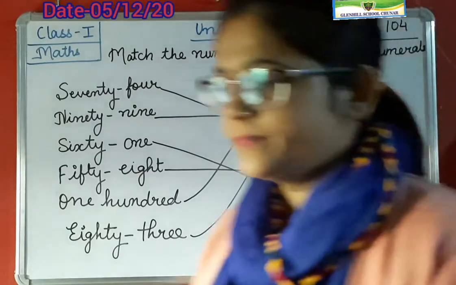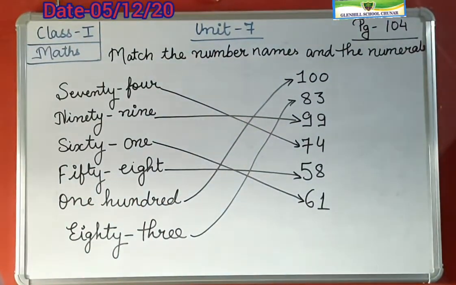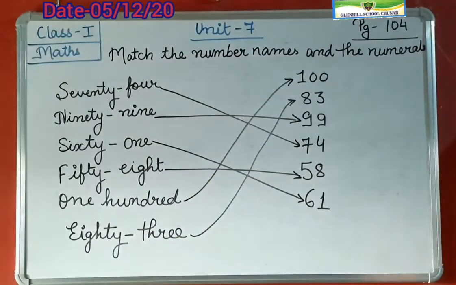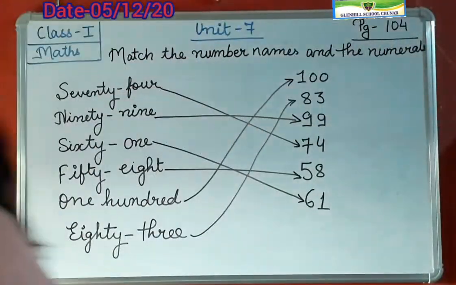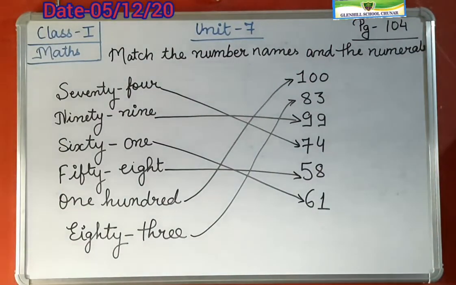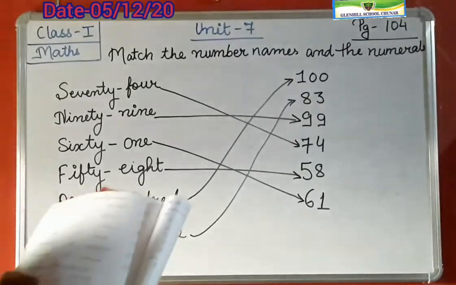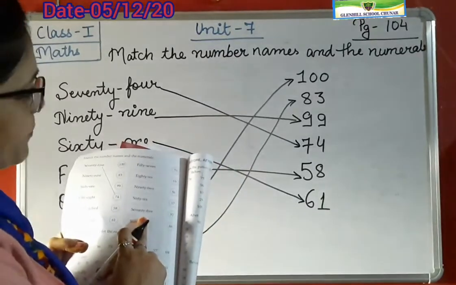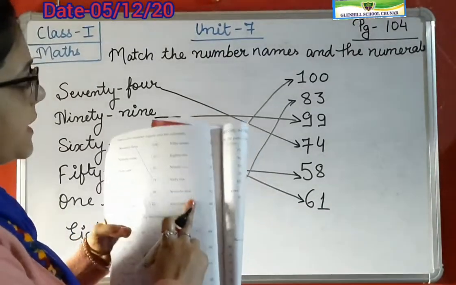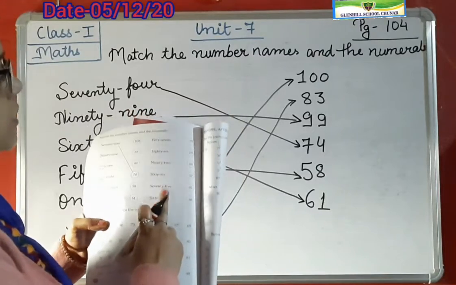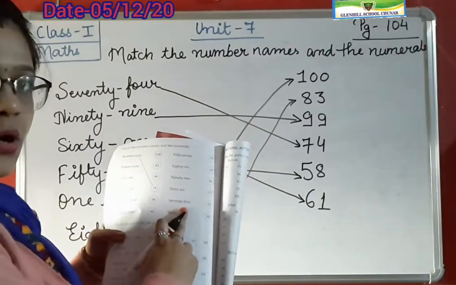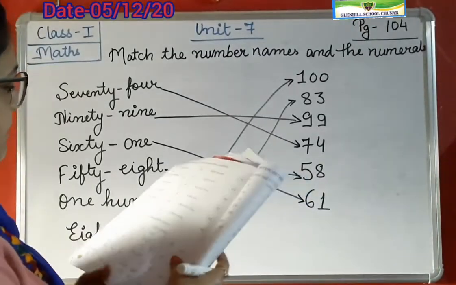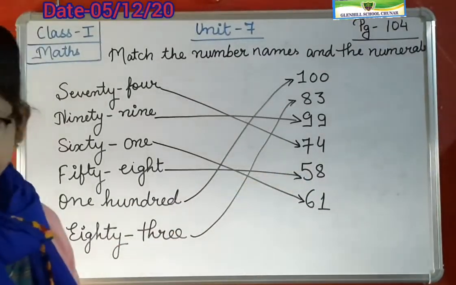Done, everyone? Now on the same page, like this, one more set of number names and numerals is given. Okay, can you see this one here? So you have to do this on your own. Okay, do it yourself, students. Now see the next question.